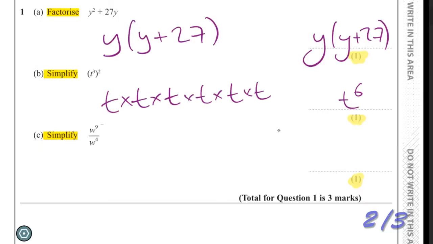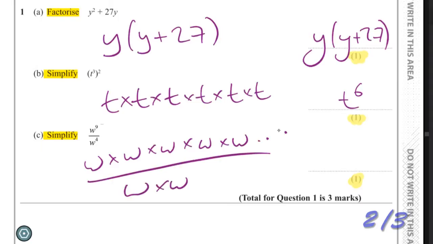Part C, w to the power 9 divided by w to the power 4. w to the power 9 is w times w times w times w times w and so on, divided by w times w times w times w. So 9 w's all times together on the top, divided by 4 on the bottom. When you divide by w, you're basically just cancelling out one of the w's you've multiplied. So we can take one off the bottom and one off the top, and so on. If we had 9 w's all times together on the top, divided by 4 w's, that will get rid of 4 of them, giving us w to the power of 5.